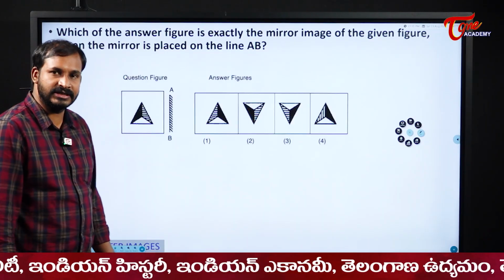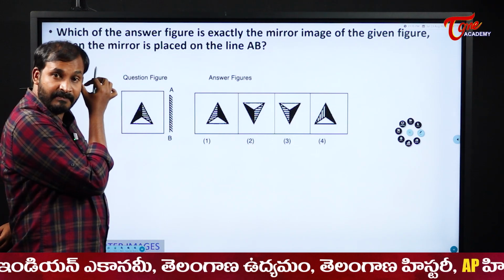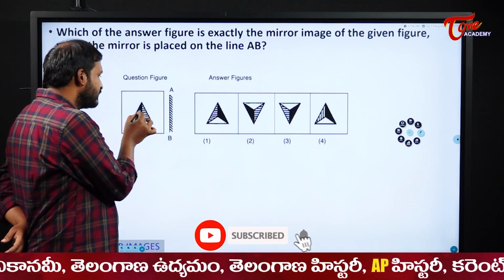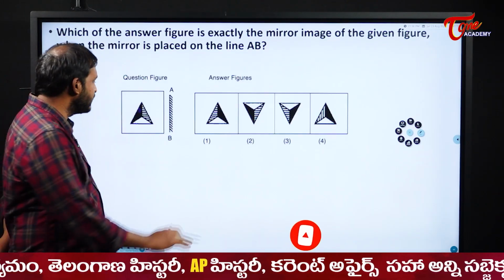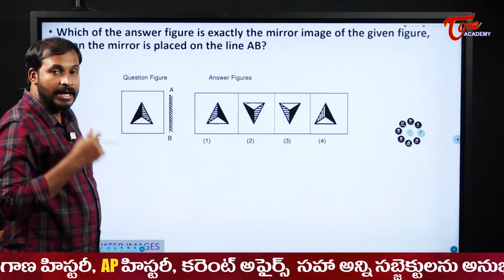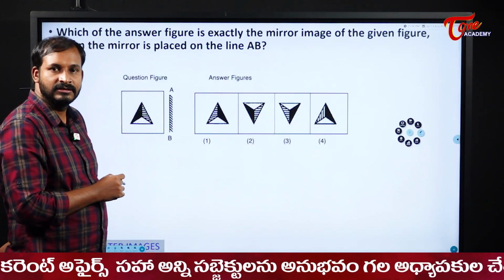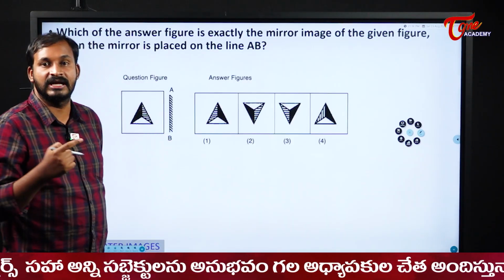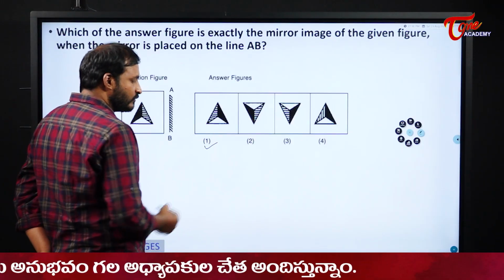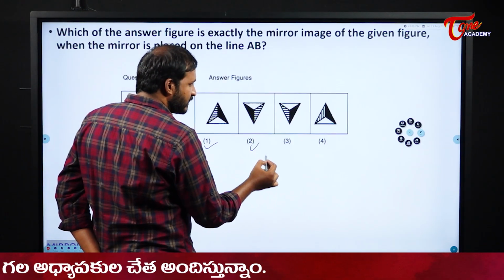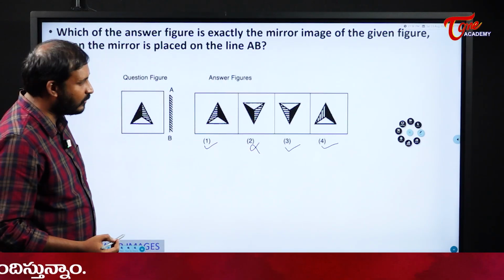Now please see this one, students. What is happening here? I have a triangle which is divided into three parts. One is shaded, one is just striped lines and the other one is kept empty. I need to find the mirror image of this triangle. Now the shaded portion is towards left, right? So the shaded portion will move towards right. Here it is towards left only, here it is towards right and here it is also towards right. Right, clear? Okay sir, fine.